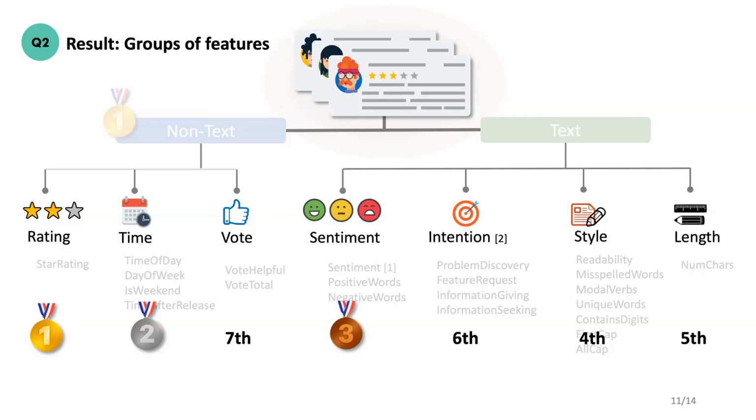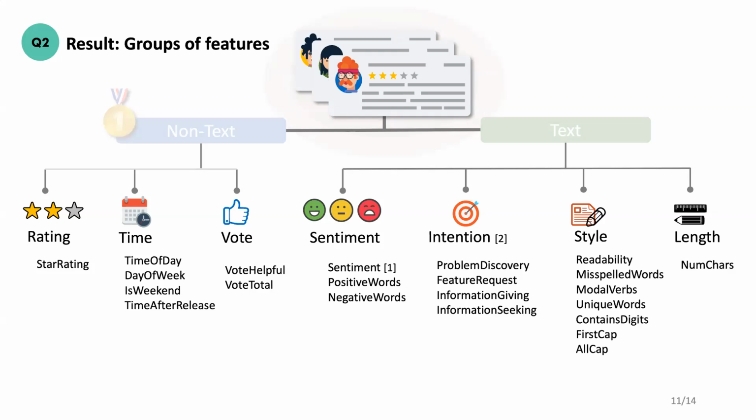For individual features, we found that rating is the most important, followed by time after release, which denotes the time in hours that has passed between the release of a version and the posted time of the review for that version. The 3rd most important individual feature is positive words body, which is the proportion of positive sentiment words in the review.